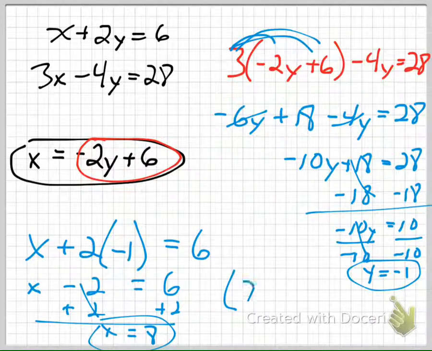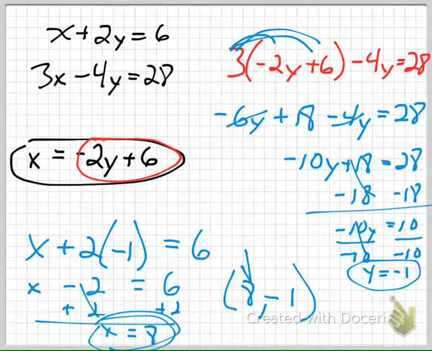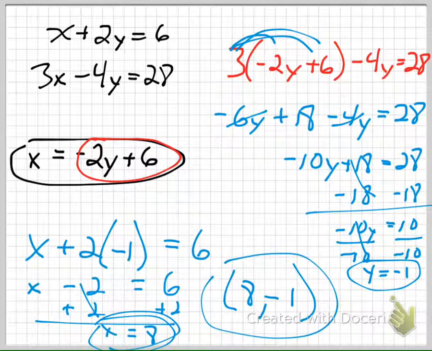So that I have (8, -1). x is 8, y is -1. There they are. This is the point. If I was to graph this, that's the point where the two lines would cross. If you want, you can graph it to see if you're right. That's one way of checking.